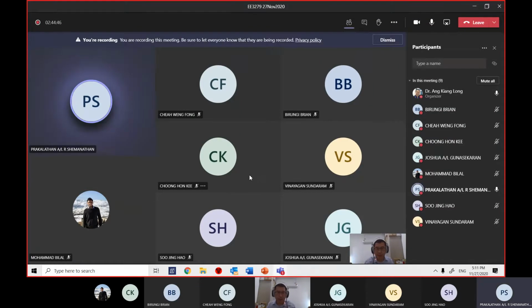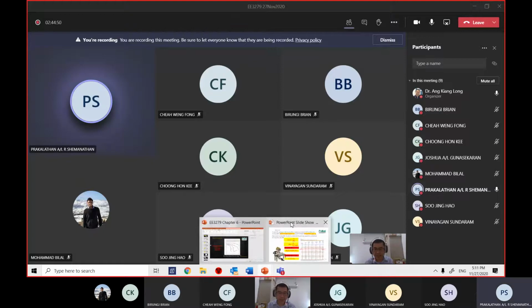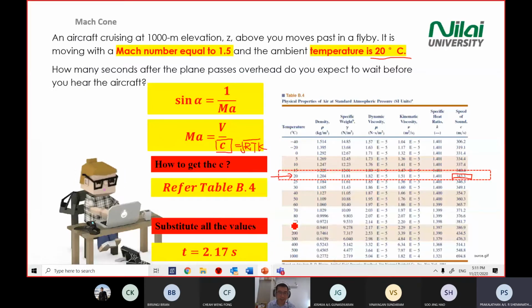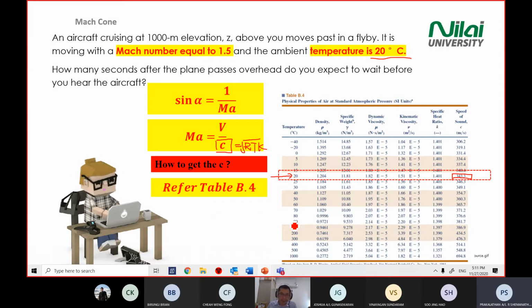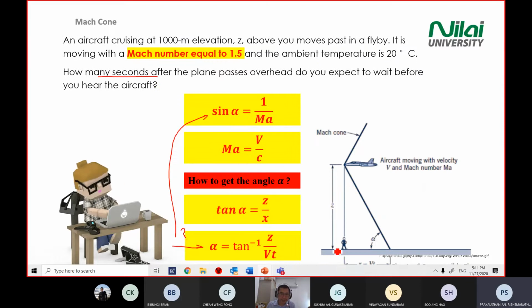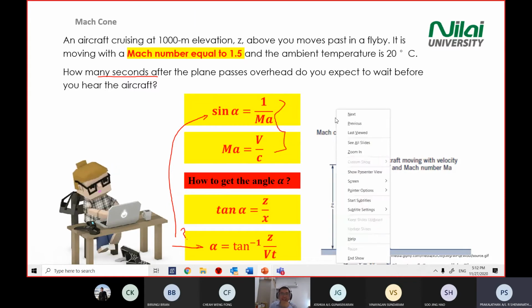Chong, are you there? Yes, Prakash. Any question? For this, we have to find the Mach number first, then we get the angle alpha, then how do we get the time? Now you have these two equations, right? Correct.